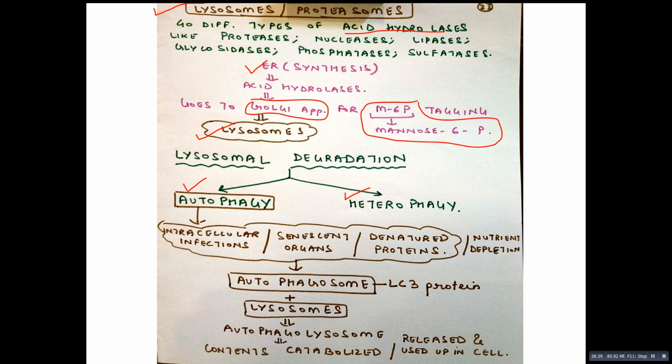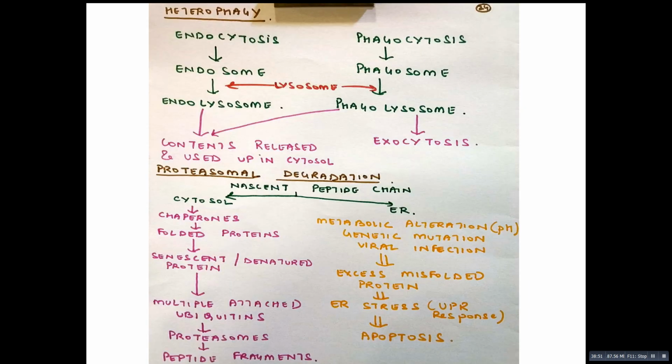Now heterophagy, again, is a part of lysosomal degradation. Now I have mentioned either endocytosis or phagocytosis. Finally they form an endosome, endolysosome, or a phagolysosome. Both phagolysosome and endolysosome, the contents are released or they are used up in the cytosol, or the contents will be digested. But the phagolysosome has an extra end. That means it can also go for exocytosis. And going towards the proteasomal degradation, the nascent peptide chain, it depends where it is taking place, either in the cytosol or in the endoplasmic reticulum.